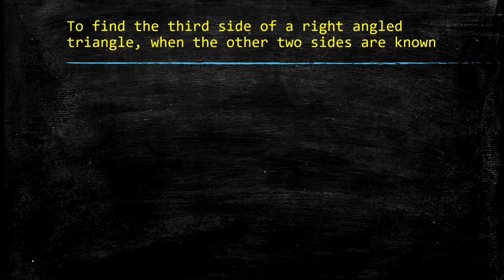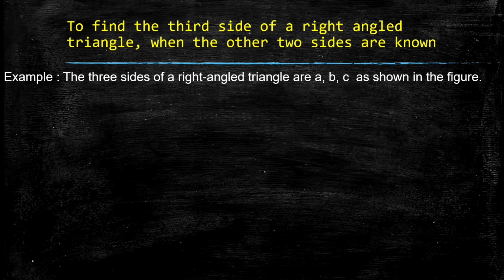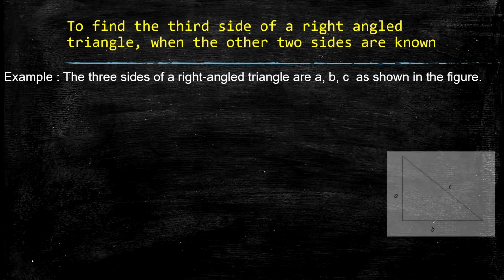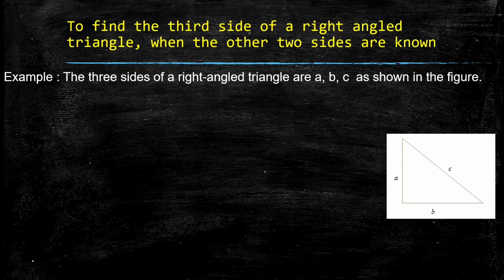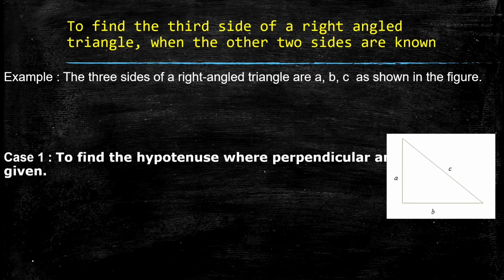Now let's move on to the applications. The first application would be to find the third side of a right angle triangle if we know the other two sides. For example, the three sides of a right angle triangle are A, B, C as shown in the figure. Here A is the perpendicular, B is the base, and C is the hypotenuse.